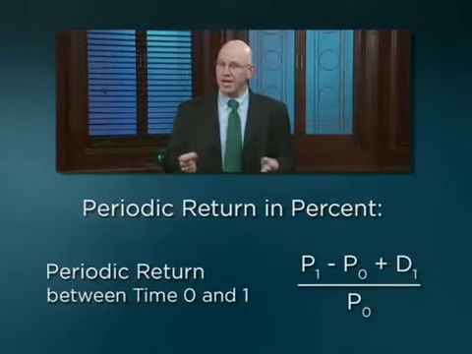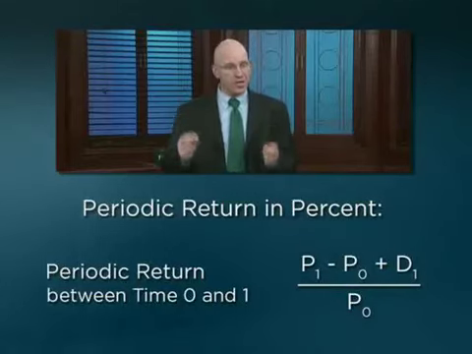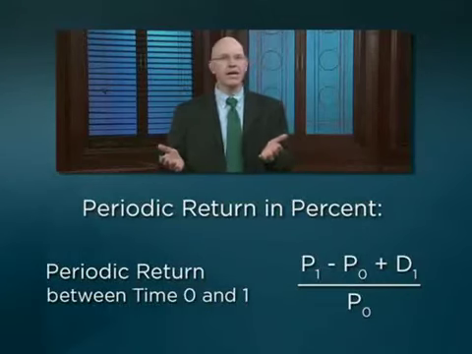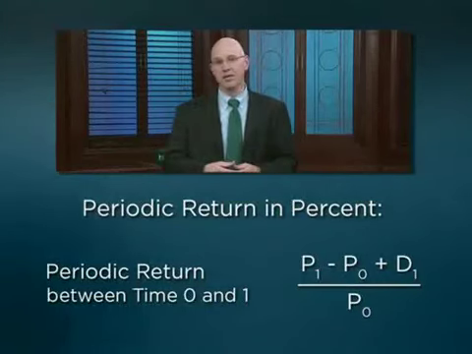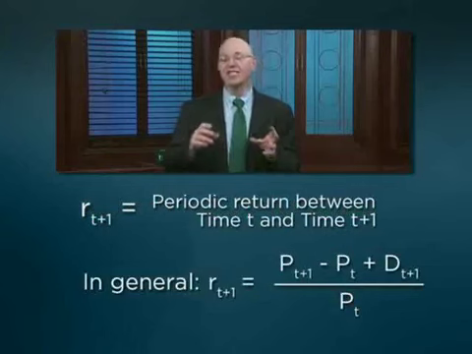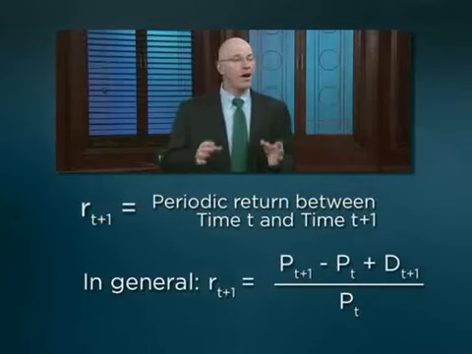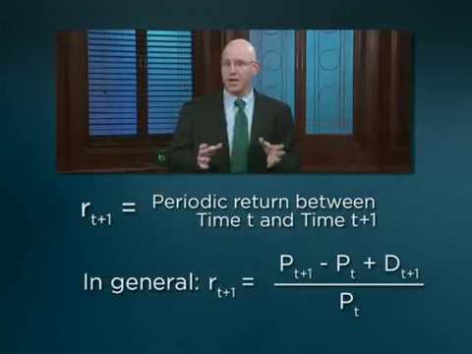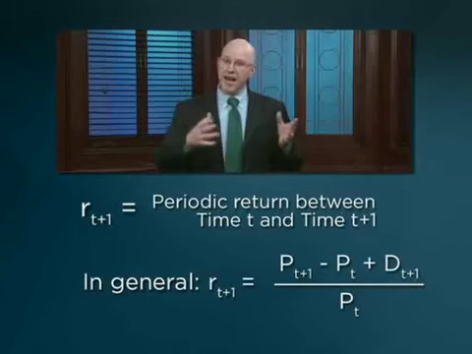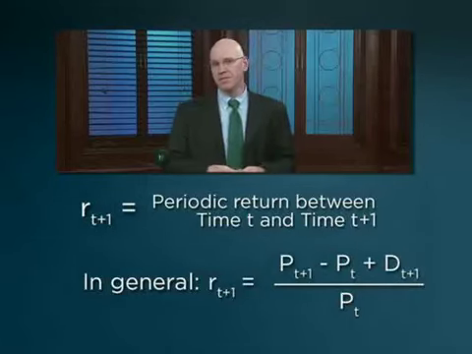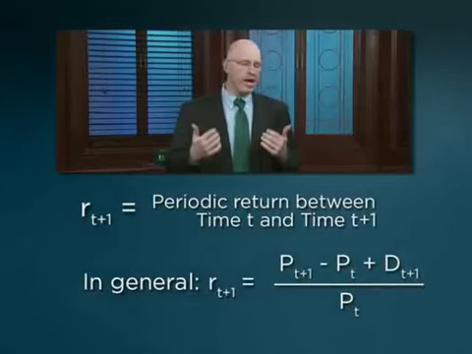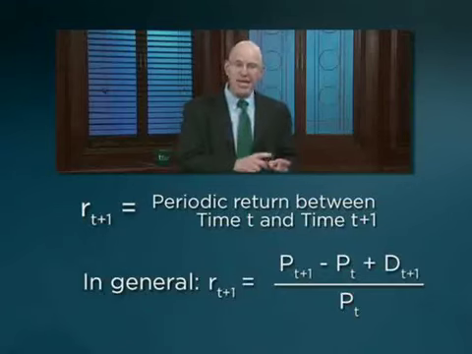This return is a periodic rate of return, since it's the return over a single period of any arbitrary length. The length of the period could be a year, a month, a decade, literally any length of time you want it to be. And in general, I can measure the return between any 2 points in time, call them t and t plus 1, by using the formula r sub t plus 1 is equal to the quantity p sub t plus 1 minus p sub t plus d sub t plus 1, that quantity, divided by p sub t. Notice that I use the t plus 1 subscript on r, the periodic return, to remind me that that return is earned between time t and t plus 1.